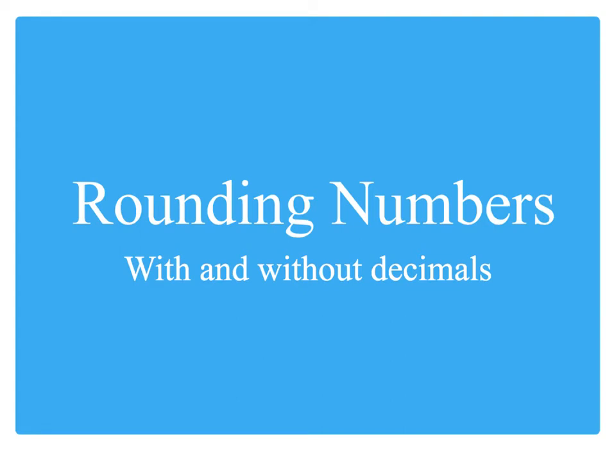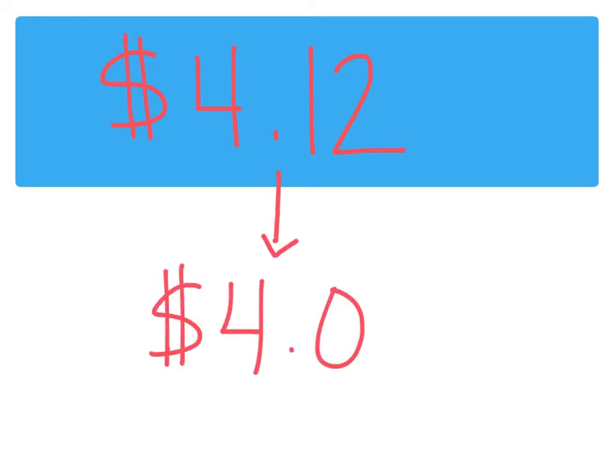Tonight we're going to talk about rounding numbers with and without decimals. When we round a number, that just means that we're going to find a simpler number nearby that we can talk about. For example, in this case, $4.12 can be rounded to $4 because it is near $4.